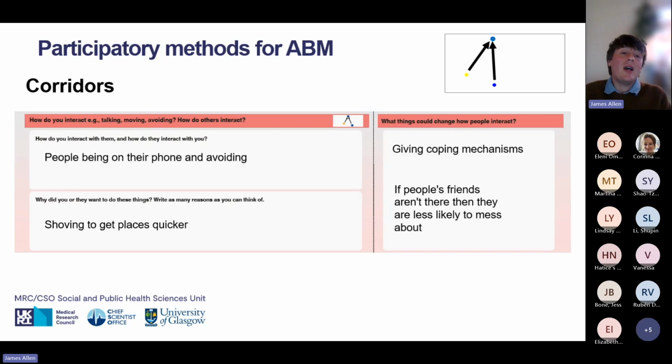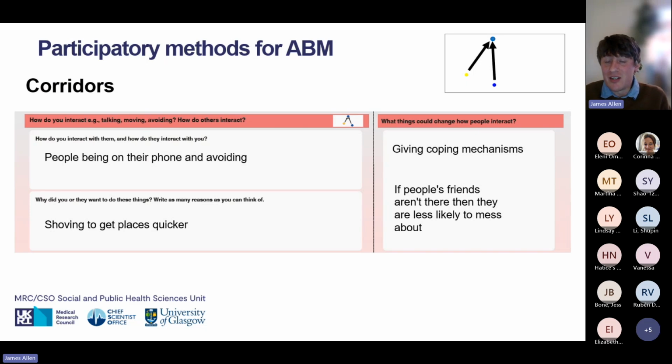Again, in corridors, how do people interact? People are on their phones and actually avoiding. So that's a really interesting behavior that we haven't actually put into the model yet, this idea that when they're in corridors, people maybe avoid each other and go to their separate spaces, but also this idea of shoving places to get to places quicker. And this has actually come up a few times in terms of what causes stress in schools. This idea of being late and not being where you're meant to be being really stressful.